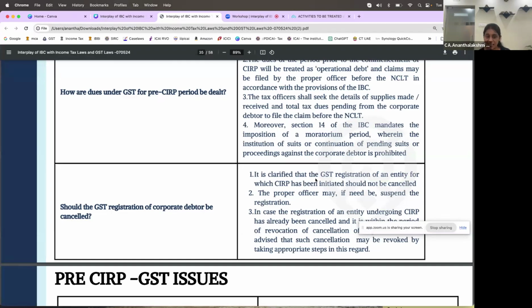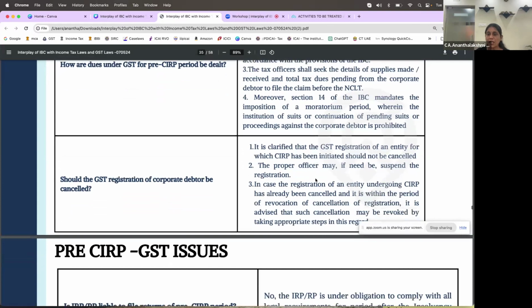In that case, it is an instruction given to the GST department: kindly, if need be, suspend. If there is a problem, suspend the registration. It is not recommended for them to cancel the registration. They should not cancel the registration. Suspension can be done. Earlier, if any registration is under the suspension cancellation period, within the revocation of cancellation period, then it can be revoked. So earlier, if there is anything under cancellation, you can kindly revoke it. That is the instruction given to them.